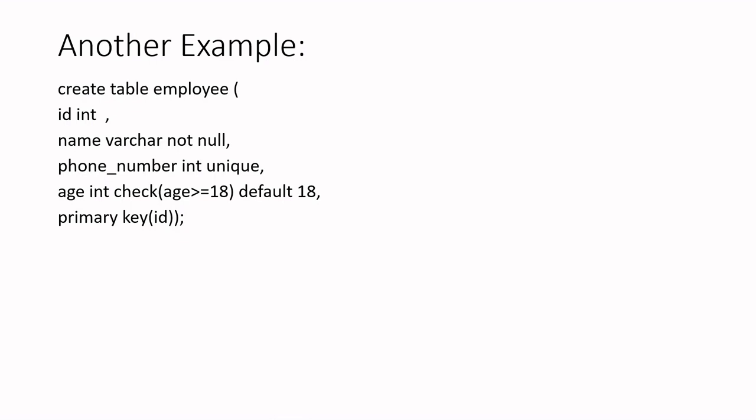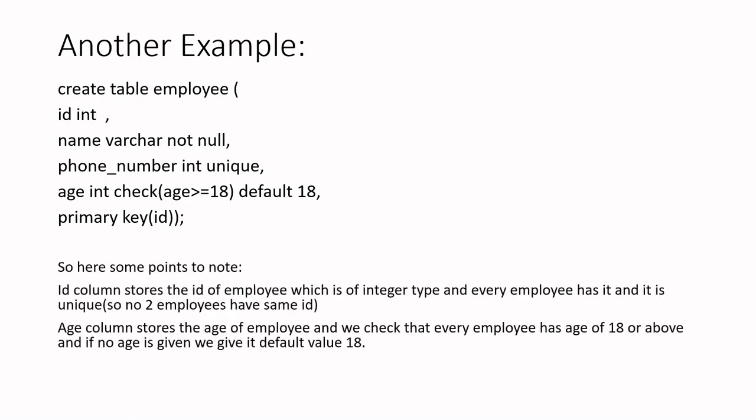Also every employee has to submit the name because there is a non-null constraint on the name attribute, and each phone number is unique. It is important to note that the ID column stores the ID of employees, and no two employees have the same ID because it is unique, and non-null because everybody has an ID. And the age column stores the age, and SQL checks that each employee is 18 or above, and if no age is given, then we assume it to be 18. So this is basically what create table is all about.